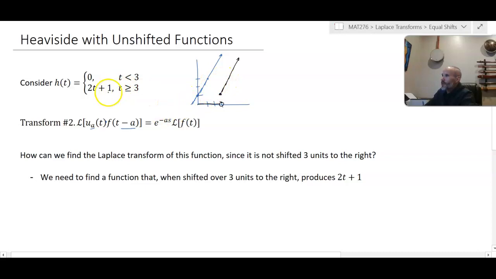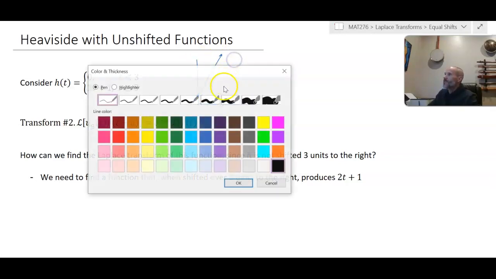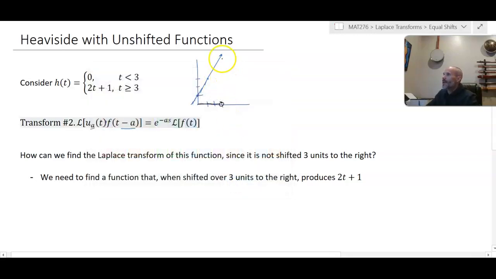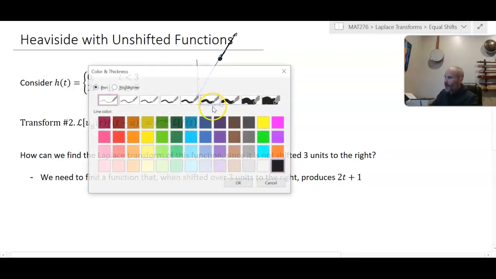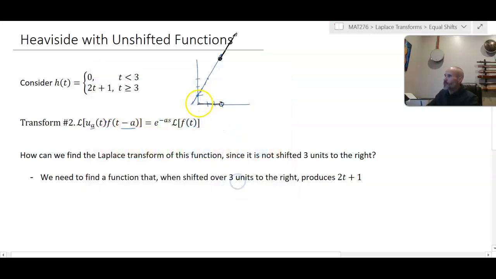But what we're asking for here instead is we want to take the function 2t plus 1, and we simply want it to turn on at time 3. So whatever this value is right here, we want that function to then pick up from there. And that's a problem because that does not represent a shift of some base function. What we need to think about is what function, when shifted over 3 units to the right, you can imagine that this would look like something like this.